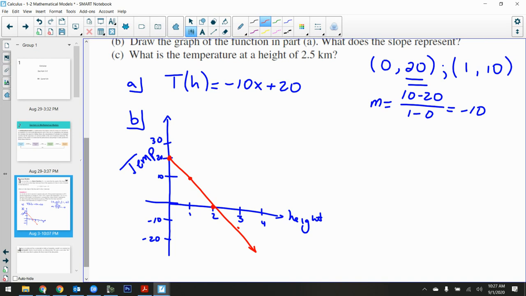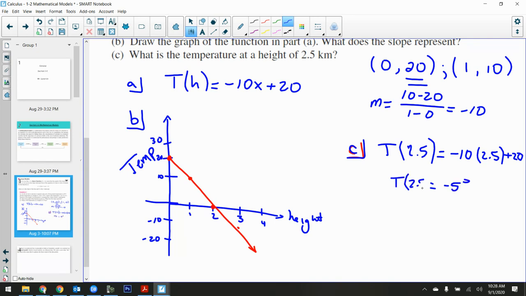And then we say, what is the temperature at a height of 2.5 kilometers? Well, obviously we would just plug that in. We would say T of 2.5 kilometers, and that would be negative 10 times 2.5 plus 20. Okay, so negative 5 degrees. Make sense? All right, let's keep it moving.